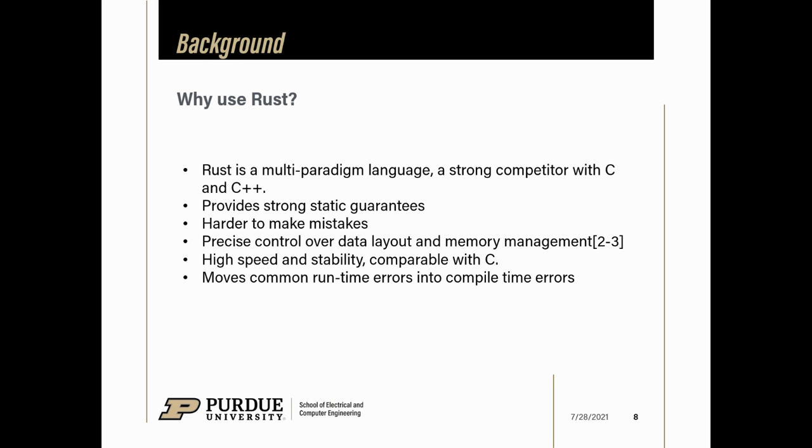Now, the reason why we want to create a Rust front end is because Rust is a multi-paradigm language and a strong competitor with C and C++. It provides strong static guarantees, and it's significantly harder to make mistakes in Rust that are very common in C. For example, in C, it is a common mistake that the programmer may access memory that either they do not have access to or simply does not exist. Rust solves this issue. It's significantly harder to make mistakes of that type. So it gives precise control over data layout and memory management, but still has the high speed and stability comparable to C.